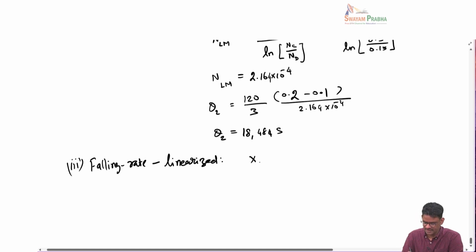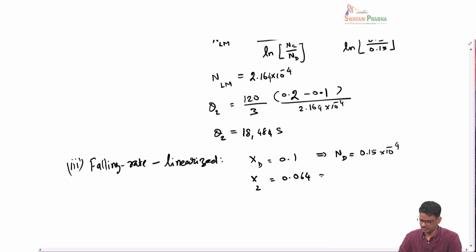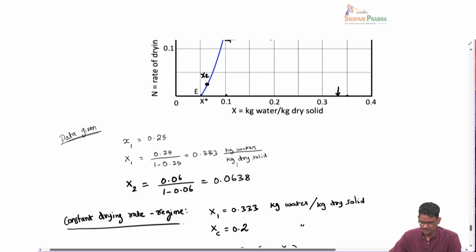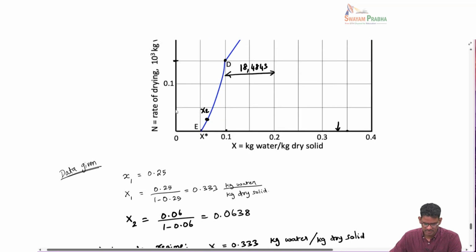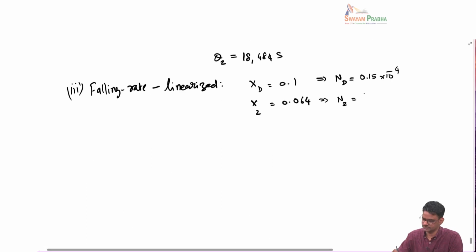So here we have xd as 0.1 and x2 is 0.06464. So N2, I think it's roughly about 0.025. This is roughly about 0.025. This should be 10 power minus 3.